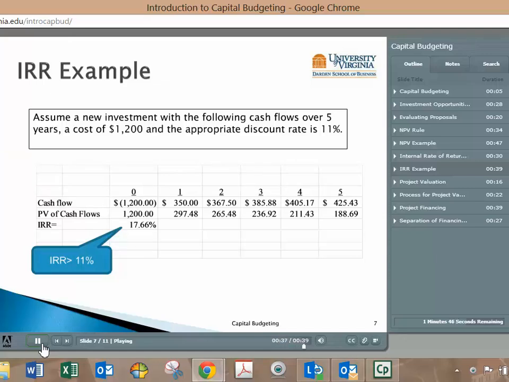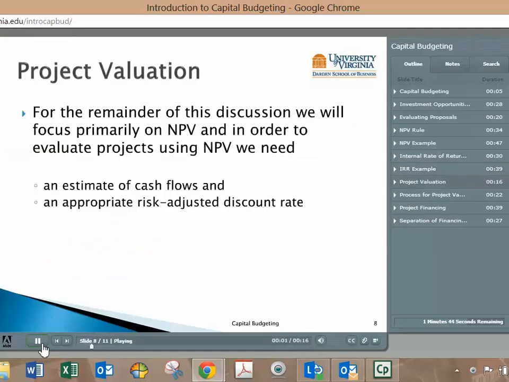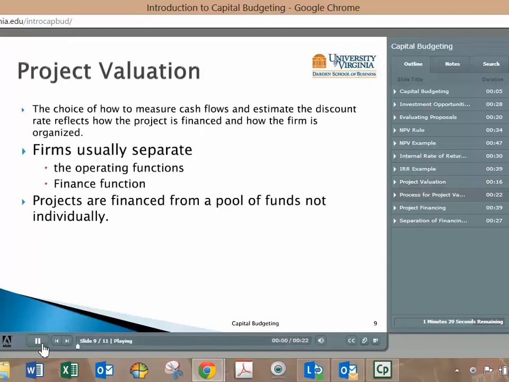For the remainder of this discussion, we will focus primarily on NPV, and in order to evaluate projects using NPV, we need an estimate of cash flows and an appropriate risk-adjusted discount rate. It is important that the way we estimate cash flows and our choice of discount rate be consistent. The choice of how to measure cash flows and estimate the discount rate reflects how the project is financed and how the firm is organized. First, firms usually separate the operating functions and the finance functions. In addition, projects are financed from a pool of funds, not individually. Hence, we need measures of cash flow and risk-adjusted discount rates which reflect these characteristics.